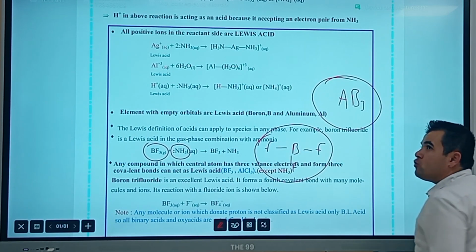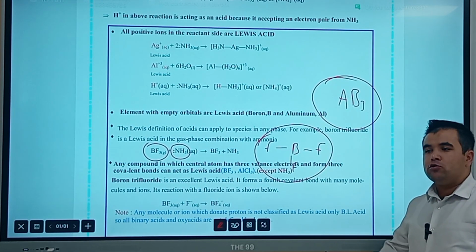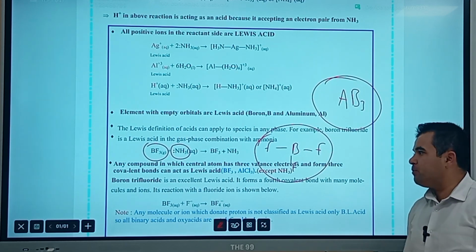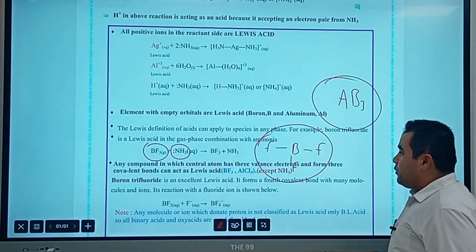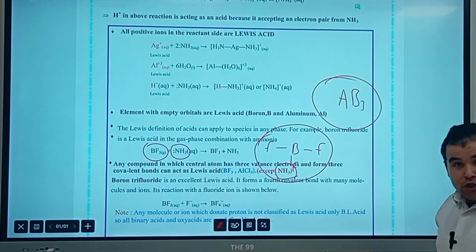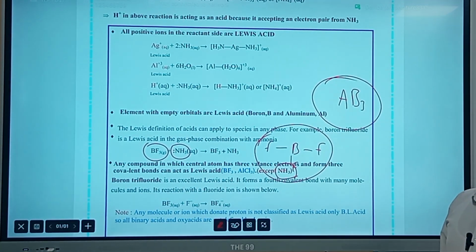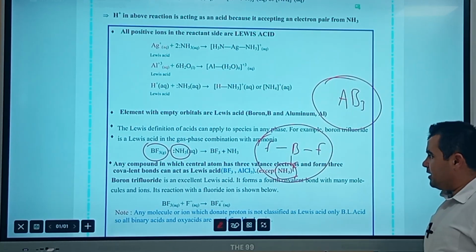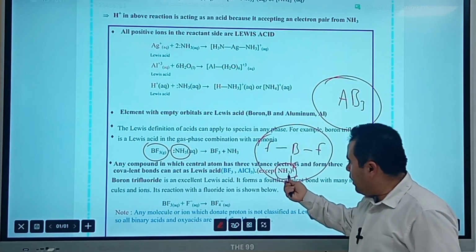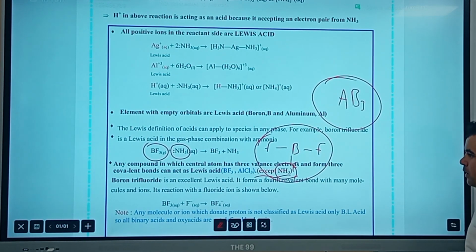Such types of molecules become Lewis acids. Why? Because they have empty orbitals to accept a pair of electrons. But we have to be careful that ammonia, which is NH3, is in the same form, but it's not a Lewis acid; instead it's a Lewis base. That's why you have to take an exception, except the ammonia.